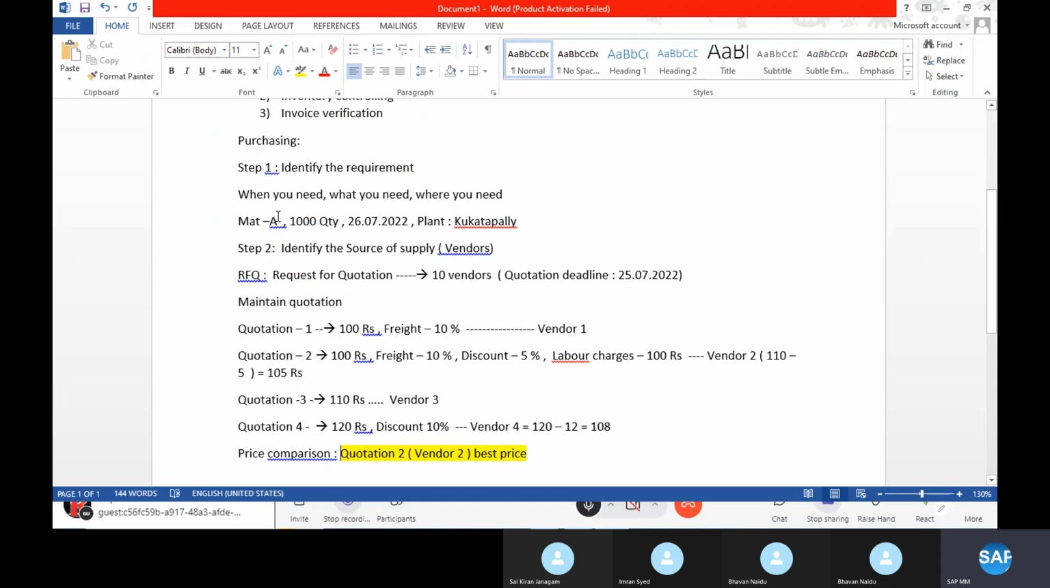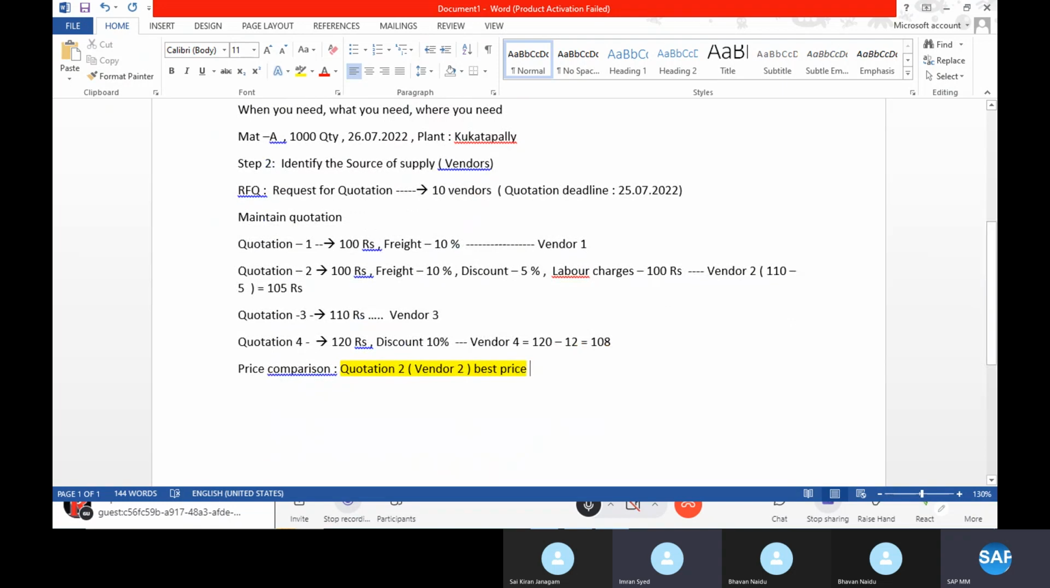Now step 2: identify the source of supply. I identify that my source of supply is vendor 2. So I got my vendor. Now I have the requirement and I have the vendor also. What is the next step? Make a purchase order, the creation of the order. Generally, when we are purchasing, we call it a purchase order.